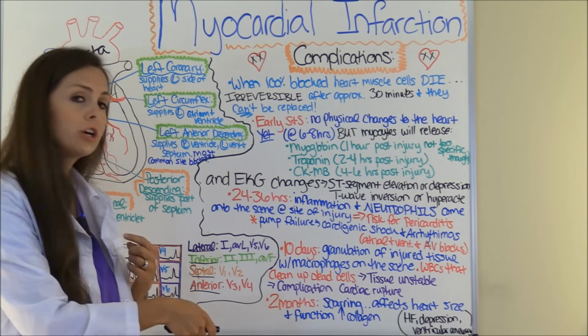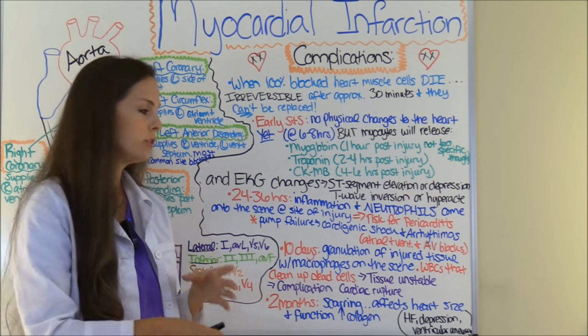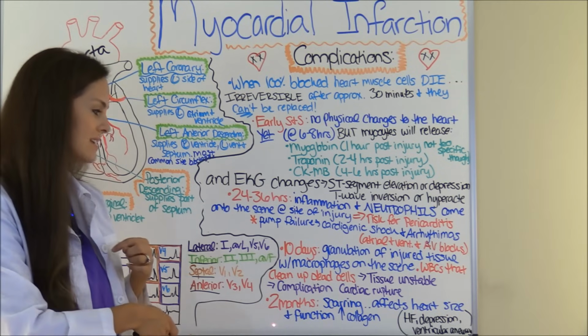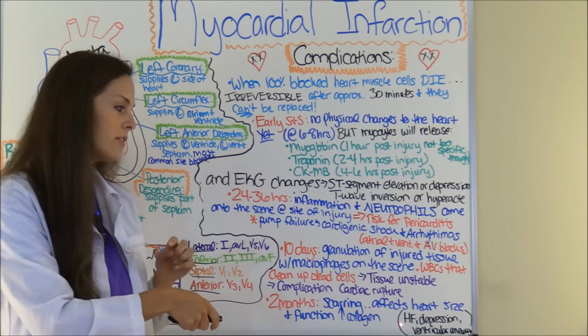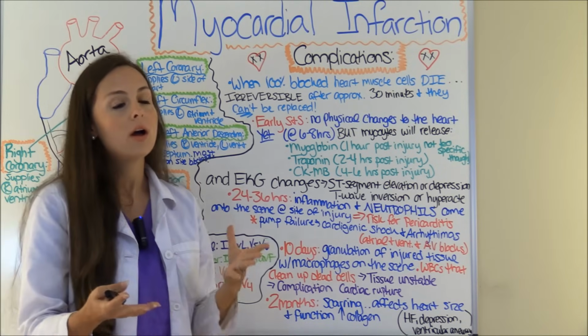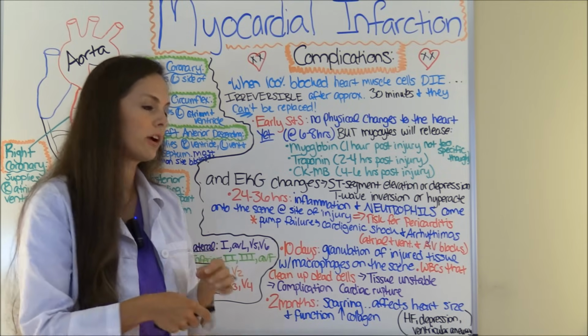Then within 2 months, there is scarring, the last phase of healing. You will have scarring, which will affect the size of the heart and the function due to the increased collagen. And other complications that a patient may have after an MI are heart failure, depression, or ventricular aneurysm.